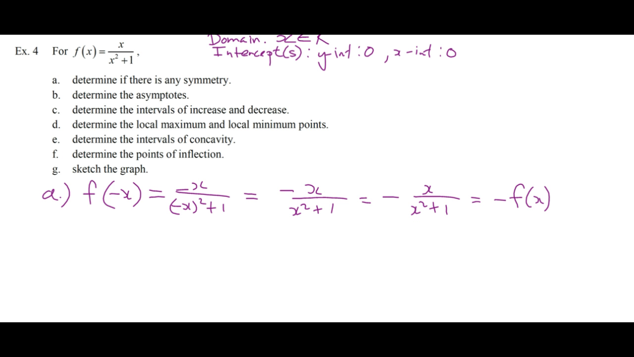Okay, so f of negative x, we just replace every x with a negative x. We get negative x over negative x quantity squared plus 1, which is this, and then this, and then this. And so what do we say? Odd symmetry. Okay, so reflection about the origin. You don't need to add that, right? I mean, you can just say odd symmetry. You can add that if you like to.